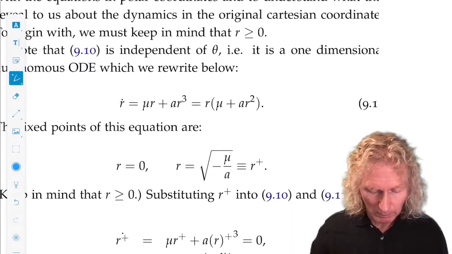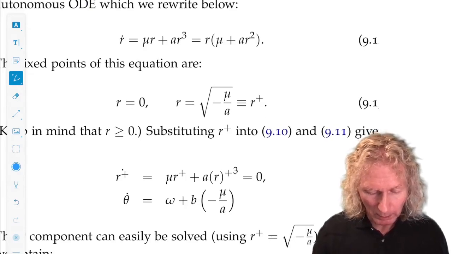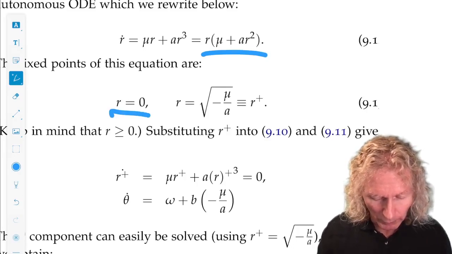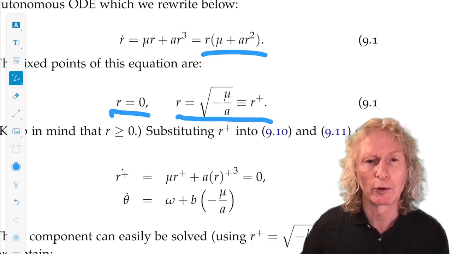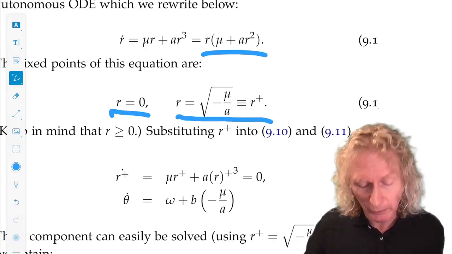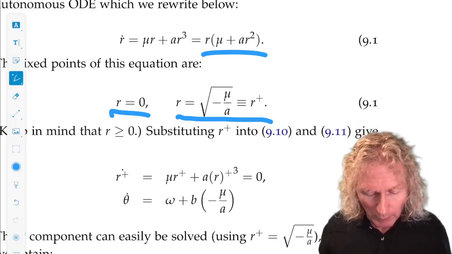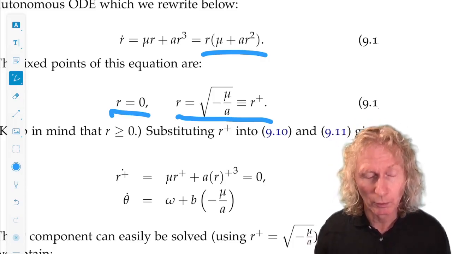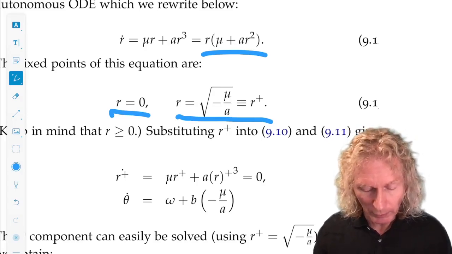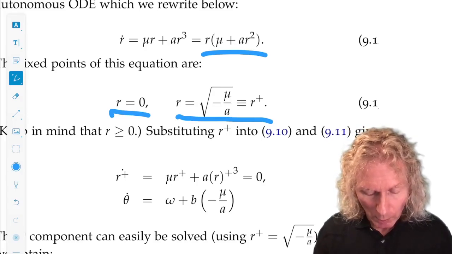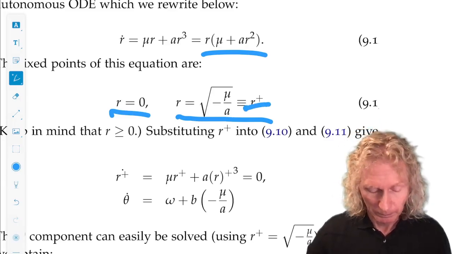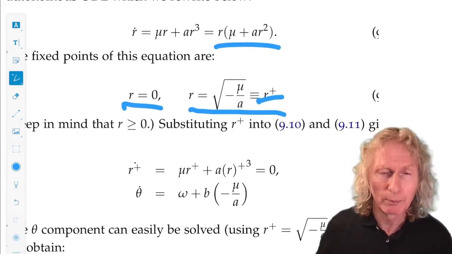All right, so we can then look for the equilibria of r. That's r equals zero, and r equals, normally when we take a square root we have a plus or minus, but for r we are only taking the positive root, the square root of minus mu over a. So that puts some constraints on mu and a, because the quantity under the square root must be greater than or equal to zero. We call this quantity r plus. It only depends upon our constants. Well, a is a constant, mu is a bifurcation parameter.